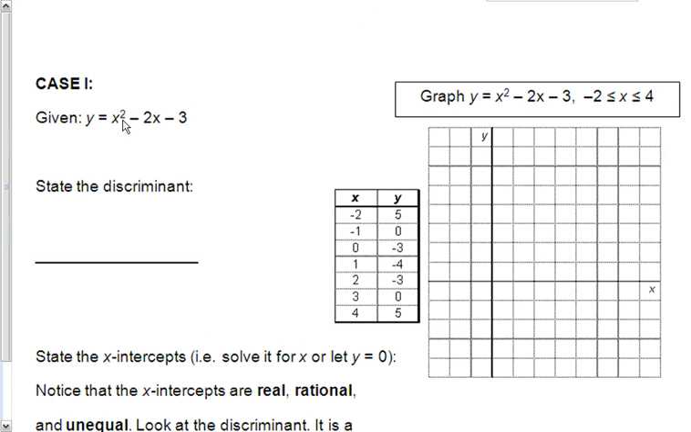The first case is when you look at something like x squared minus 2x minus 3. The discriminant is b squared minus 4ac, so it's negative 2 squared minus 4 times 1 times negative 3. Remember, a is the number there, that's b, and that's c. That's 4 plus 12, which is 16.